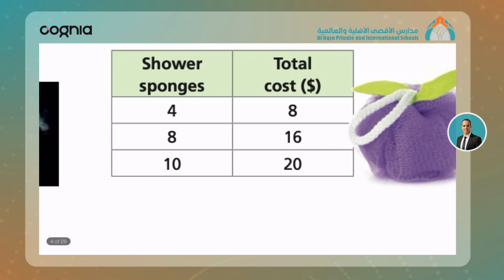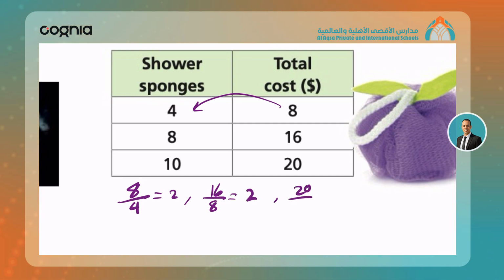Shower sponges and the total cost. Let's do the same. We divide the 8 by the 4. So if you divide the 8 by the 4, you will get 2. You divide the 16 by the 8, you will get 2. You divide the 20 by the 10, you will get also 2. So it seems here the ratios are equivalent. So we have a proportional relationship.